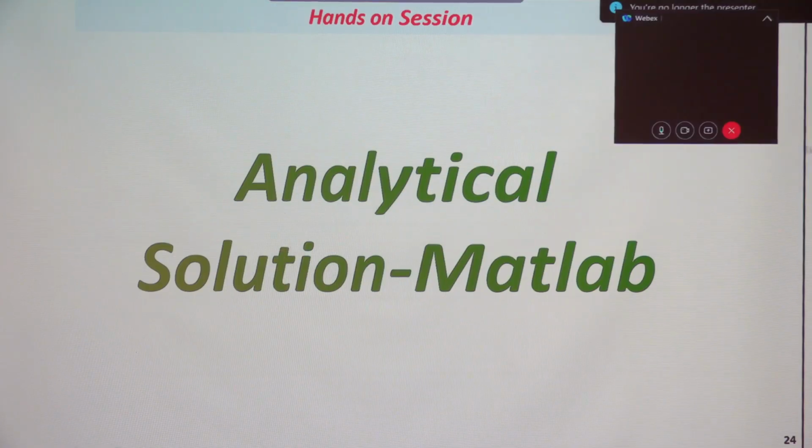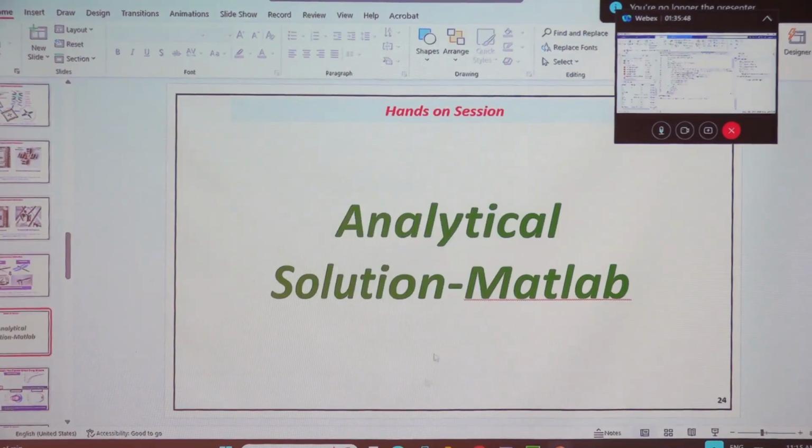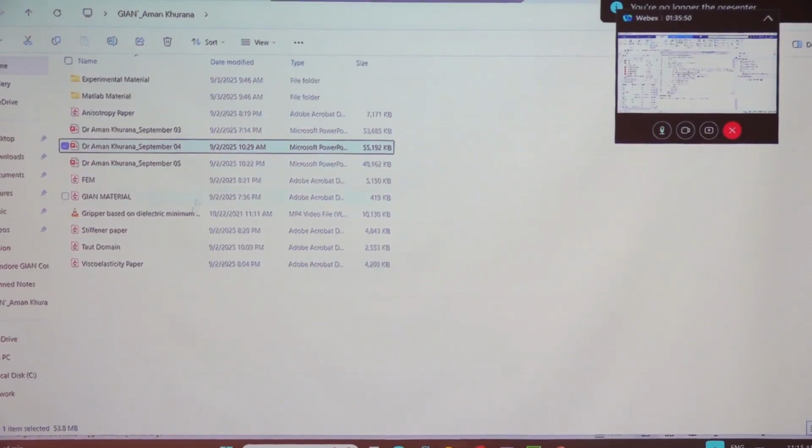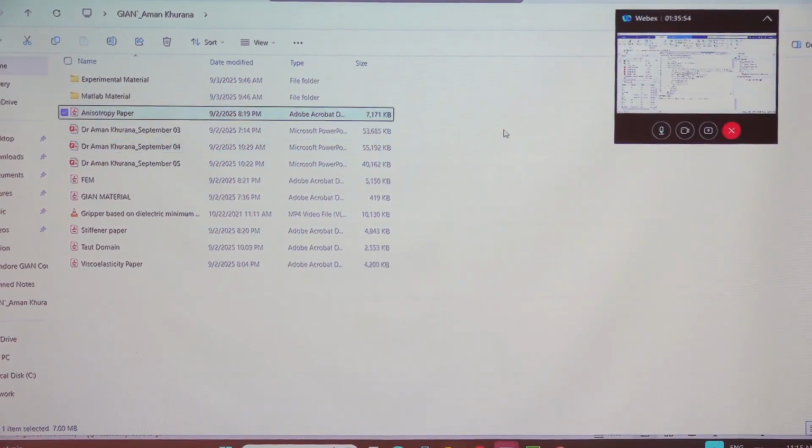One second, Ankush, don't share the screen. First I will give a glimpse of the paper that we are going to show you.